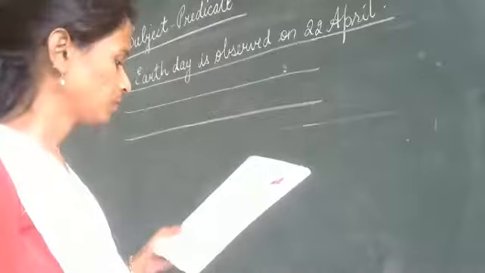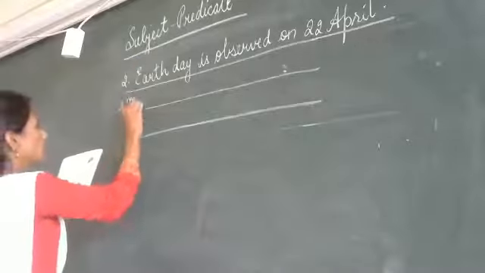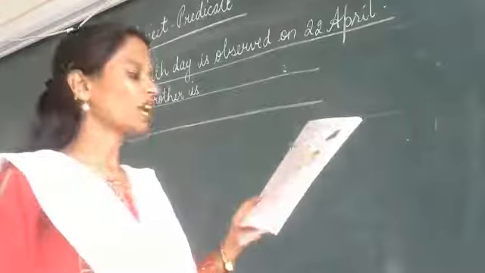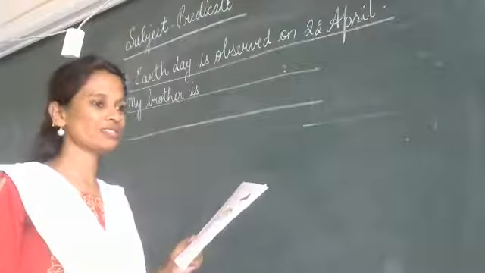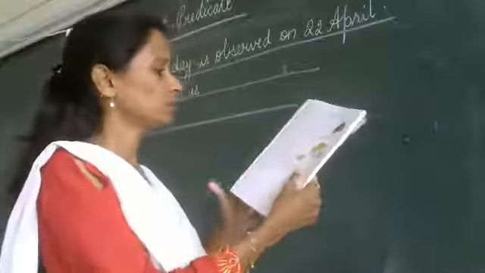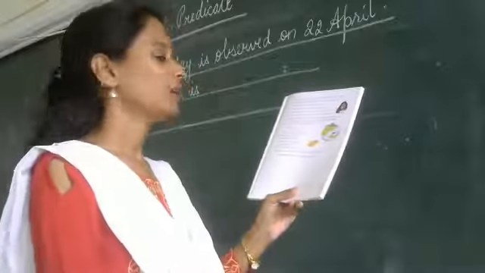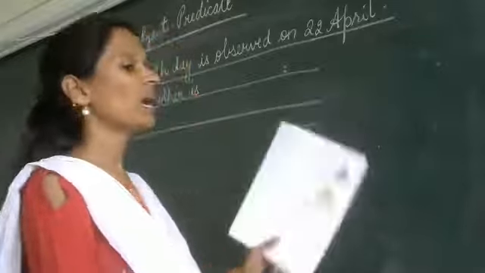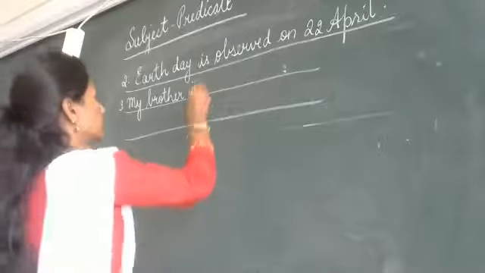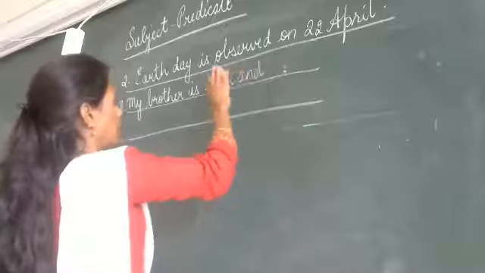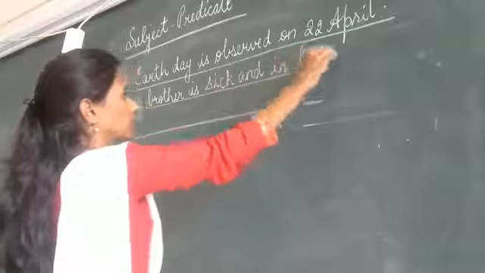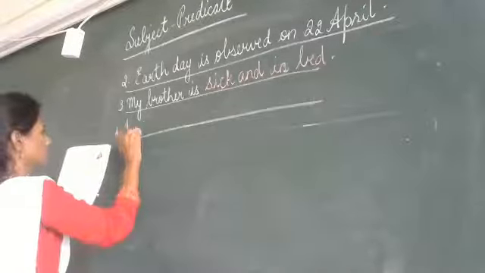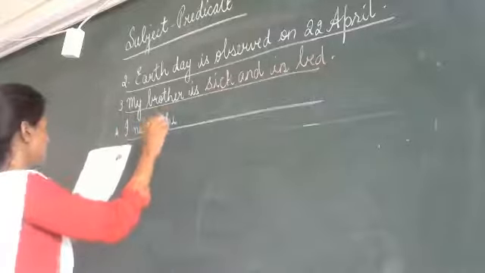Written? Yes, ma'am. Now see, the third sentence. My brother is ripe and ready to eat. Is the sentence making sense? No, ma'am. So where should I join? You need to join the third sentence with the fourth sentence's predicate. My brother is sick and in bed. Write it down.